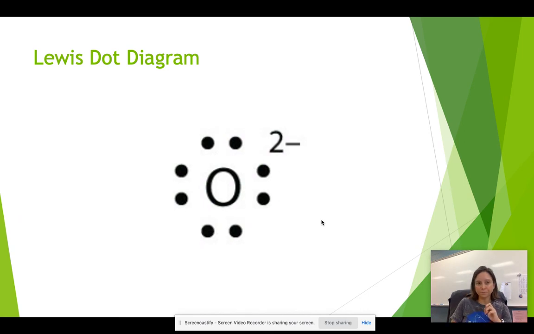If you have any questions about ions, please make sure you're reaching out to me. Today we're going to be looking at making Lewis dot structures like you see here for atoms and ions and what this would look like. And tomorrow we'll be moving on to looking at isotopes.